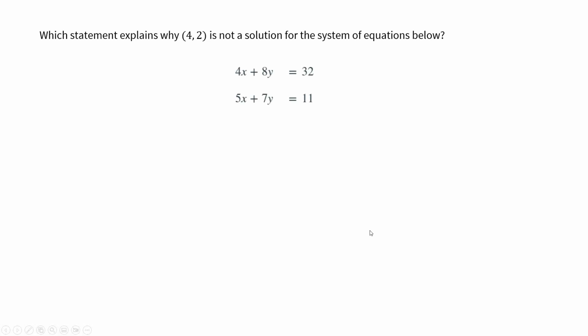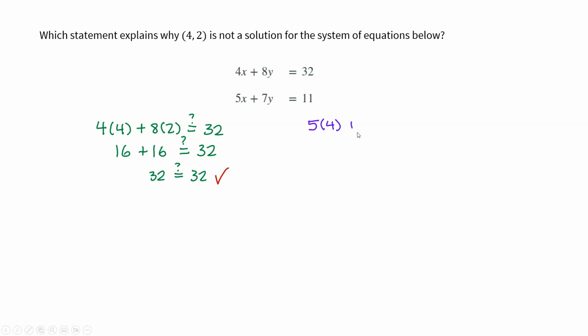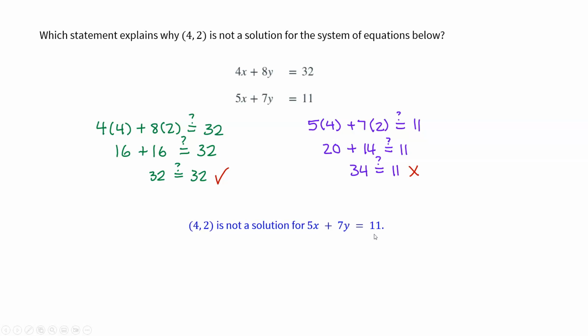So just looking at the first equation, it's not going to be a solution to the system of linear equations. And so you're asked a very similar question because you're told that 4, 2 is not a solution for the system of equations. You're asked why? What's the reason? So if you substitute 4, 2 in, you do get 32 on both sides. So 4, 2 is a solution to the first equation. If you substitute into the second equation, however, it doesn't work. And ultimately, that's why it's not a solution. It's not a solution because 4, 2 is not a solution to the equation 5x plus 7y equals 11, and since it doesn't satisfy both of them, it's not a solution to the system of equations.